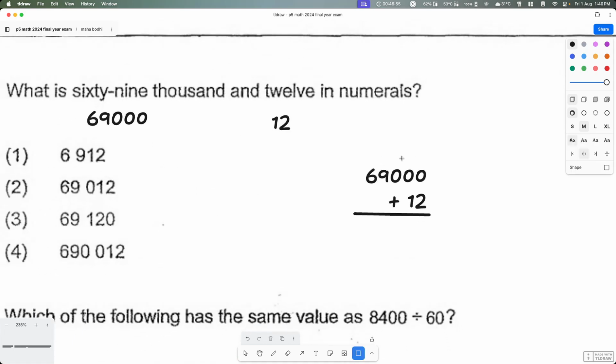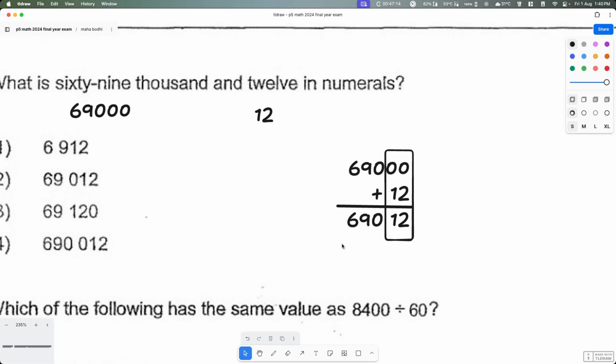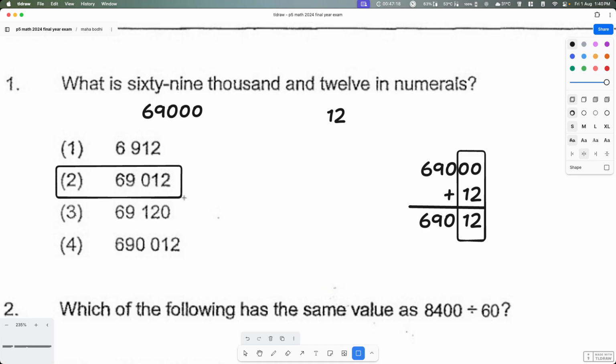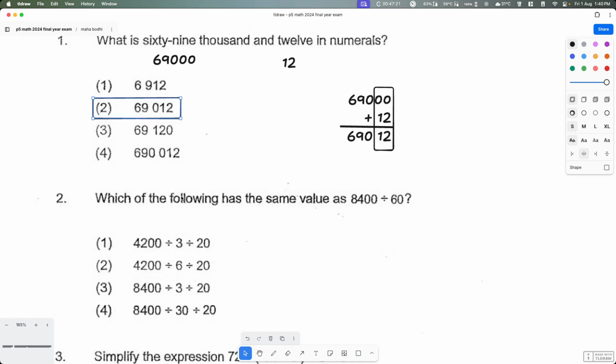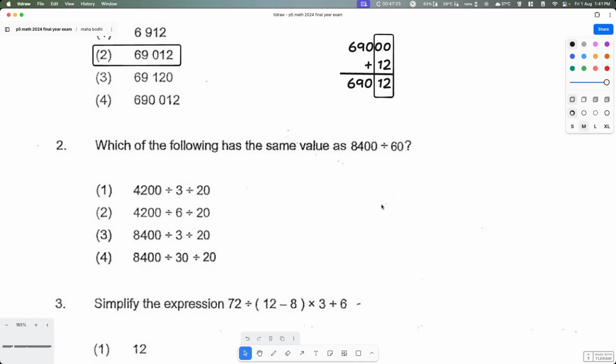So if I were to draw a rectangle just to make it easier for us to put in our different numbers. In this case, you just put 0 plus 12 is 12. Then you just put the rest of the number, which is 69. That's it. So now you just need to find this exact number, which is in this case number 2. All right, let's move on to the next question.